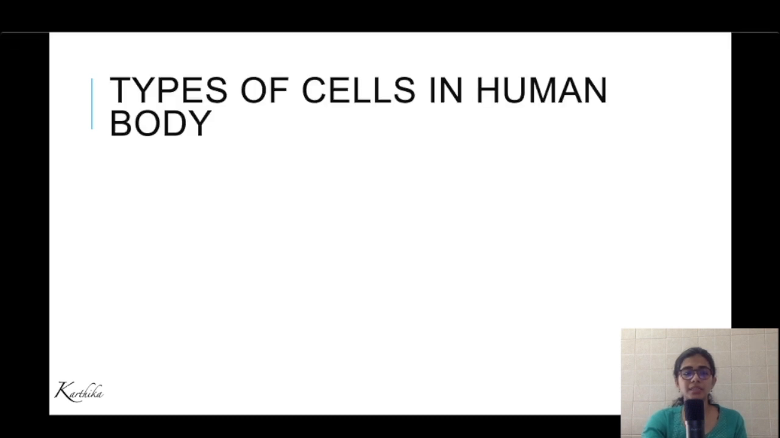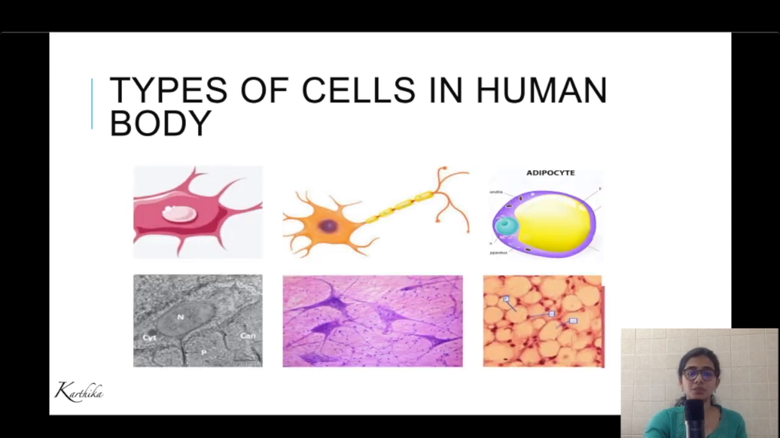Then coming to multicellular organisms, the classic example is our body itself. Inside the human body, there are so many types of cells. Some of them are shown here. The first is an osteocyte, the pink one in the diagram. It's a bone cell, and the microscopic structure is given beneath it, the black and white structure of an osteocyte.